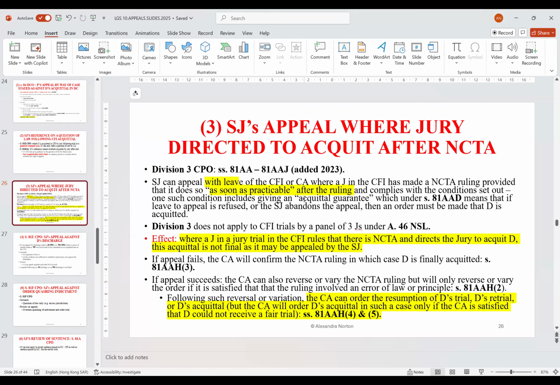Okay? So these are new provisions allowing the prosecution to appeal a defendant's acquittal by a jury following a no case to answer. Now, a no case to answer submission, remember, is a question of law for the judge to decide on, and the jurors are the deciders of fact. But the jury reached the decision on conviction, right? Which is why if the judge in the CFI rules there's no case to answer, what they will do is then direct the jury to acquit.